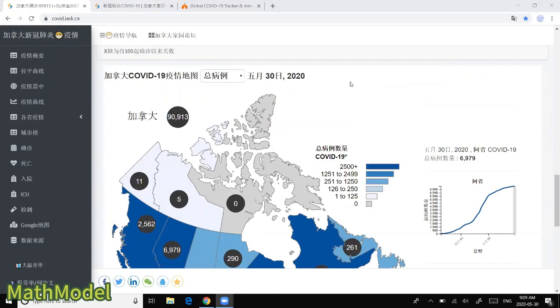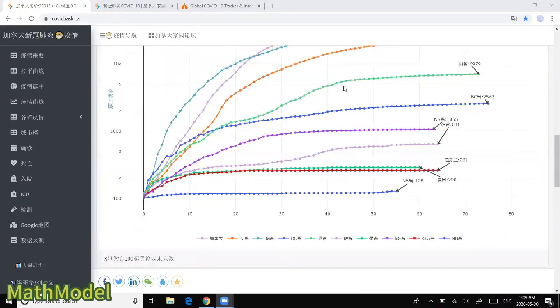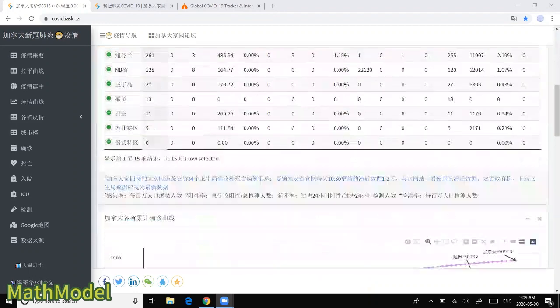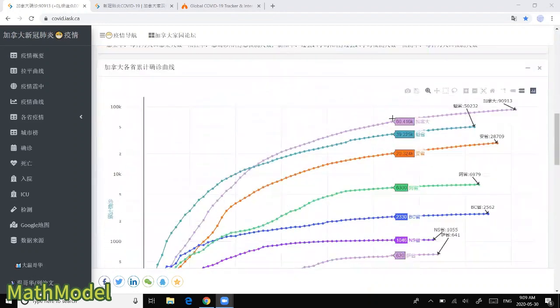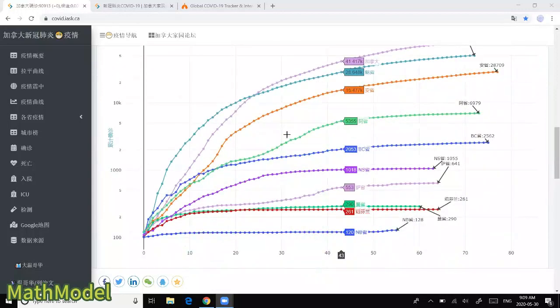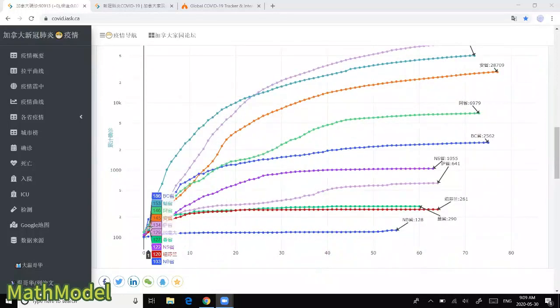Question: why did they copy all the graphs from the Canada official website? They didn't really copy. If you search online, it's really hard to search for these types of graphs. You can only see how much you get for every day.